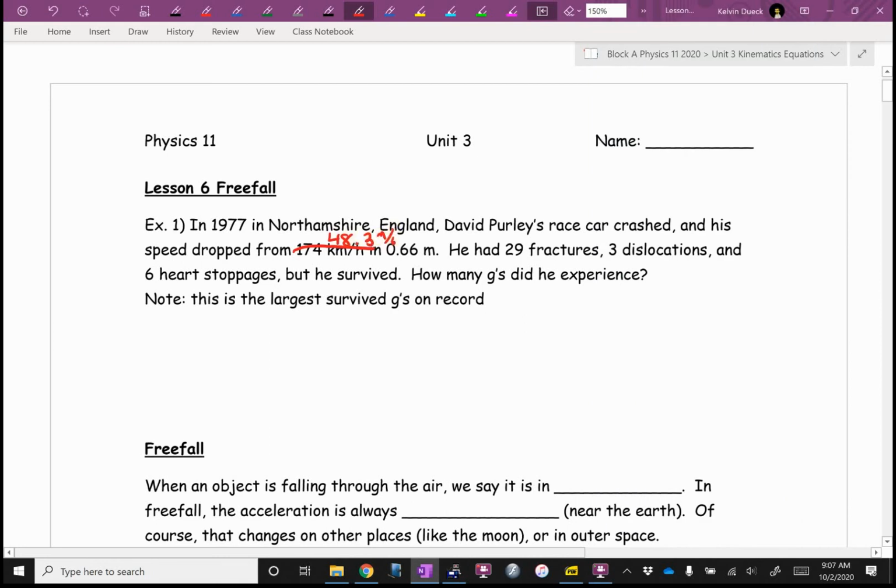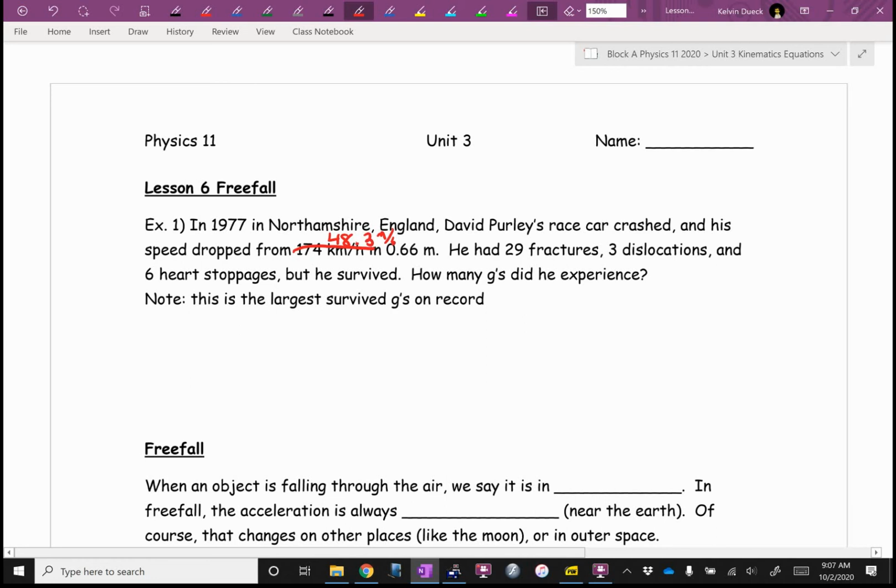In 0.66 meters. So basically 0.66 meters is about this far. That's a whole meter, about that far. He went from 174 kilometers per hour to 0. That's a pretty big deceleration. He had 29 fractures, 3 dislocations. His heart stopped 6 times, but he did survive. Now, he didn't survive without permanent injury, but he did survive.